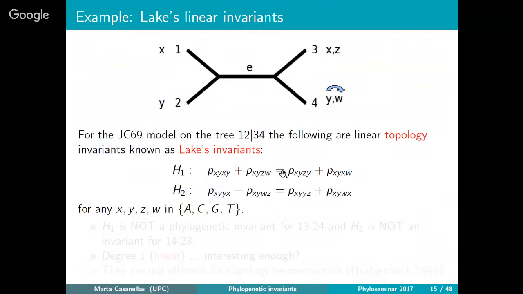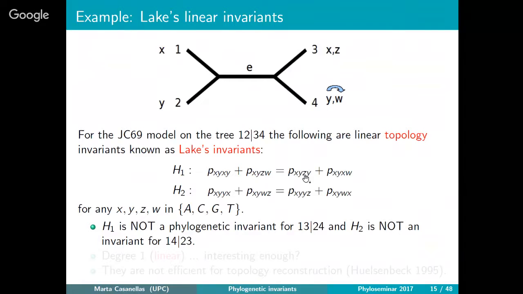It's not difficult to see that this probability, the sum of 2 probabilities here, is equal to this other sum of 2 probabilities for this tree topology, for this quartet tree. Okay, because here we have leaves 1 and 2, they always have XY here. In the same way, this other equation is the same as the one above, but just exchanging the roles of leaves 3 and 4.